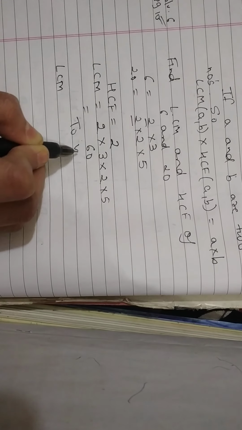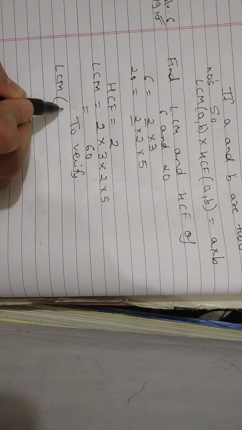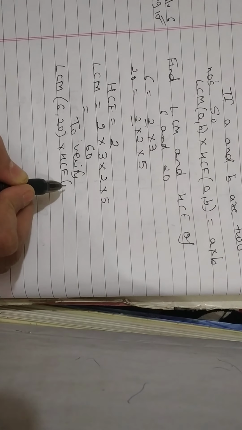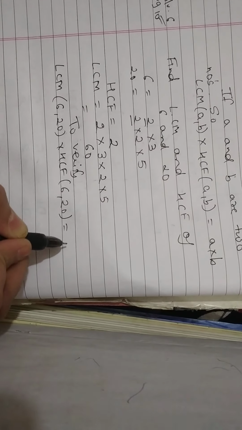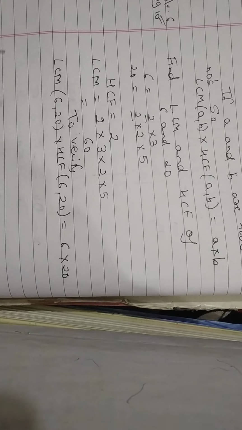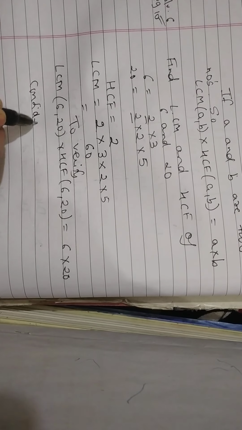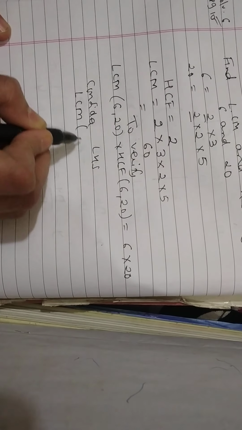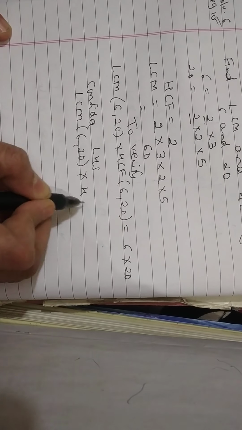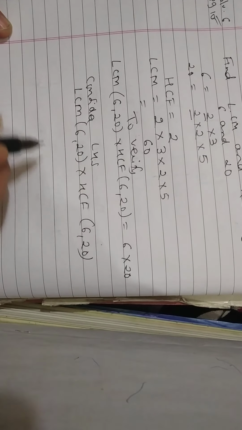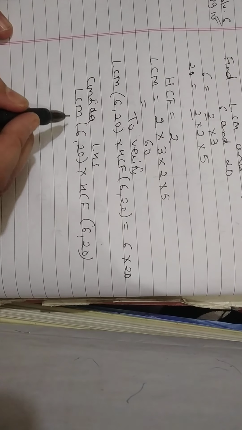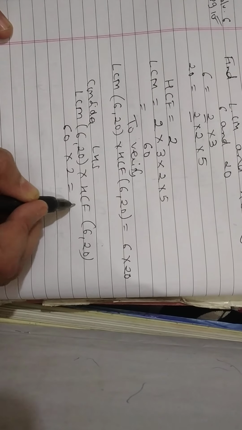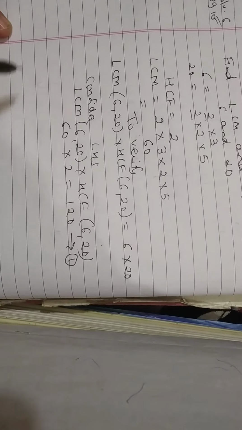To verify, LCM of 6, 20 into HCF of 6, 20 is equal to 6 into 20. So consider LHS: LCM of 6, 20 into HCF of 6, 20. What was LCM of 6 and 20? 60. And this is 2. That is 120. You will take as equation 1.